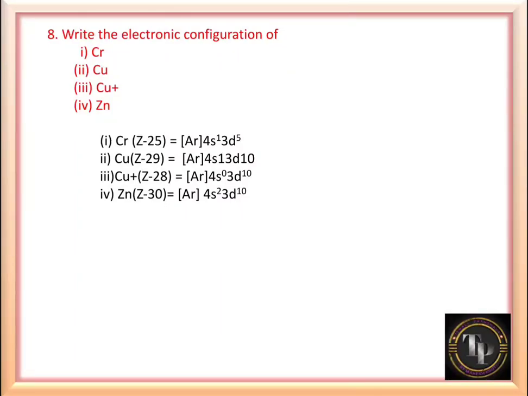In copper, 29. So 4s1, 3d10. It is not 4s2 3d9. Remember, it is 4s1, 3d10. For copper plus, copper atomic number is 29. Plus means one electron is lost. Already one electron lost, so we have to take 28. So how to write it? 4s0, 3d10. Because you know, one electron is lost means 100% is going to be lost from the s orbital. Because 3d orbitals are completely highly stable. It is impossible to take out electrons from the d orbital until and unless the s orbital is empty. Correct or not, guys?